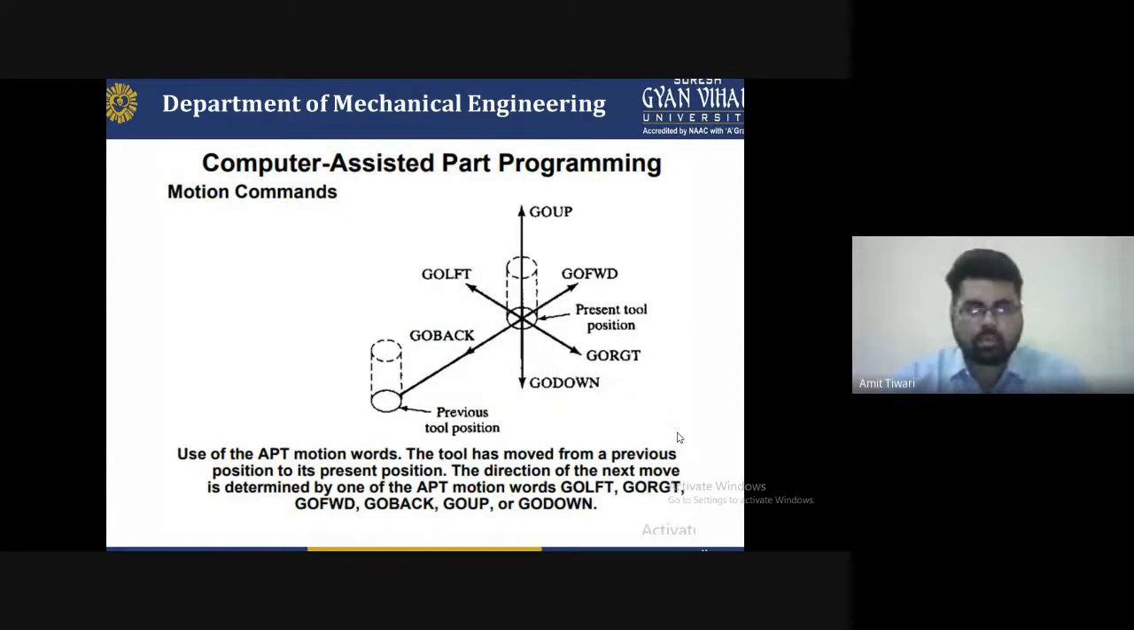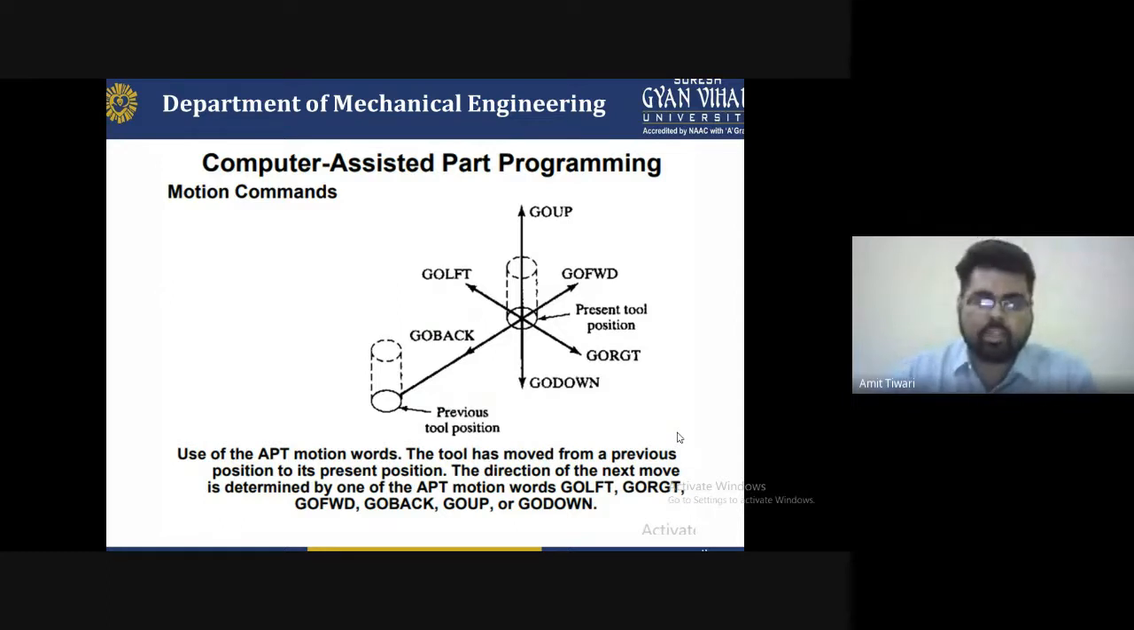In the use of automatic programming tool motion words, the tool has moved from a previous position into the present position. The direction of the next move is determined by one of the automatic programming tool motion words: GOLFT, GORGT, GOFWD, GOBACK, GOUP, or GODOWN. So these are some motion commands on the different axes.